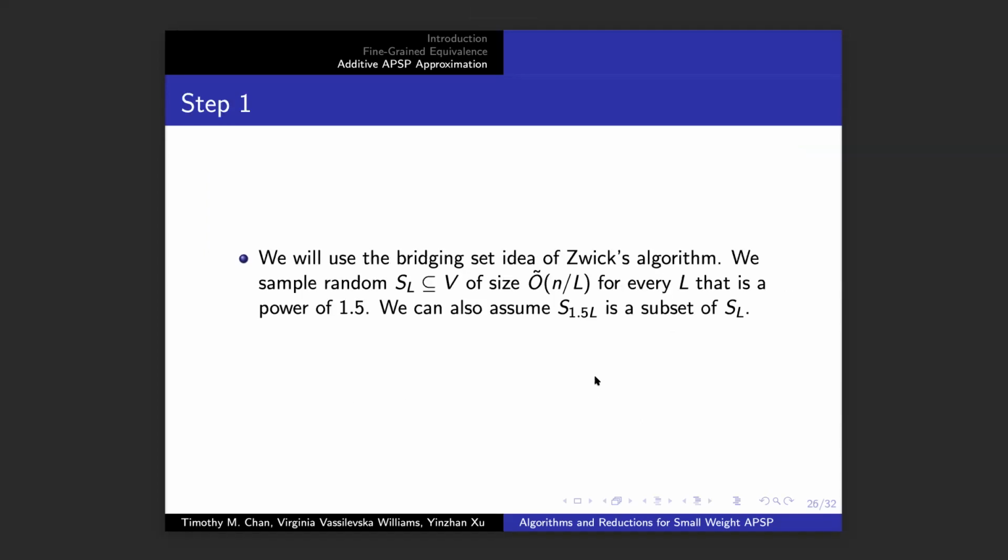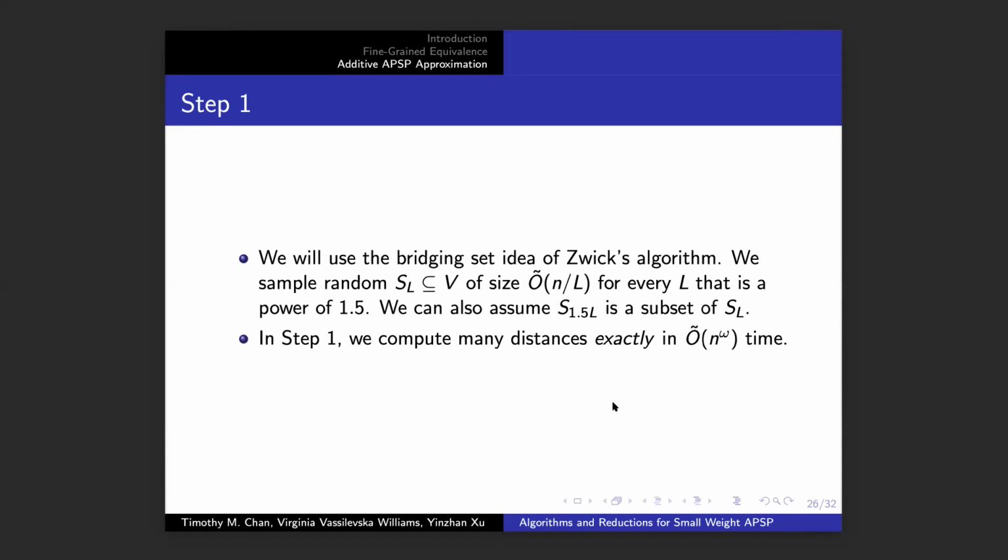Our algorithm uses the bridging set idea of Zwick's algorithm. So for each L that's a power of 1.5, we sample a random subset of vertices S_L of size roughly n over L. Further, we can assume S_{1.5L} is a subset of S_L by adding all the smaller subsets to all the larger subsets, and this won't change the bound on our subsets.